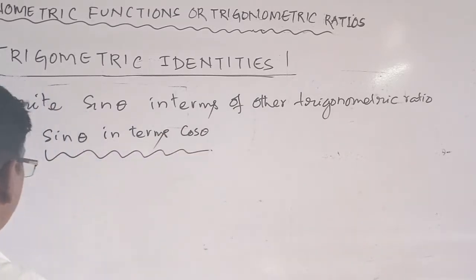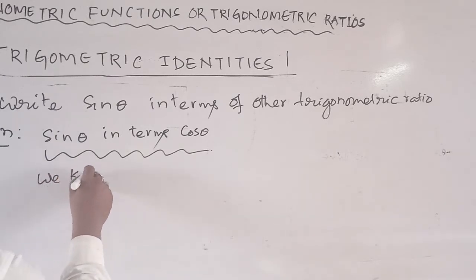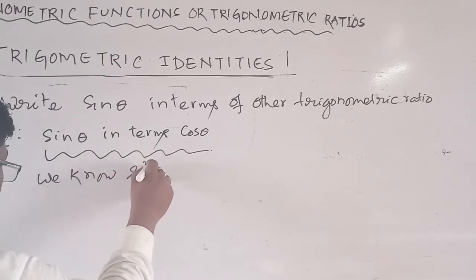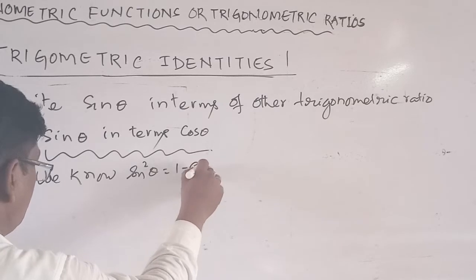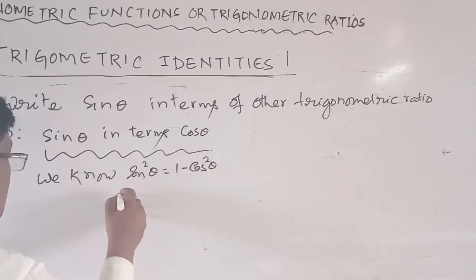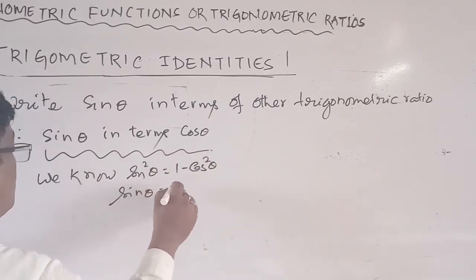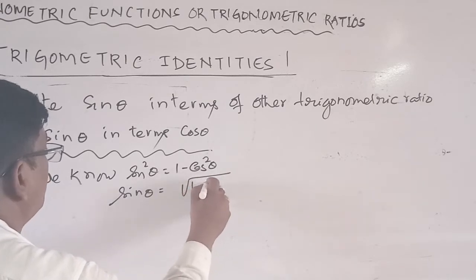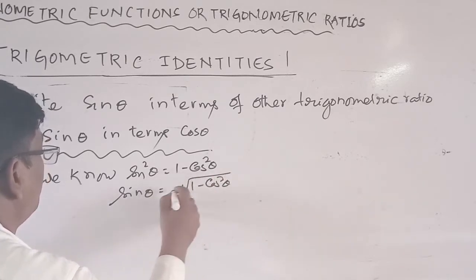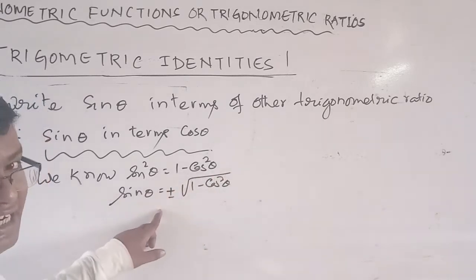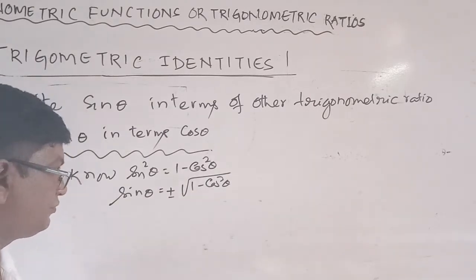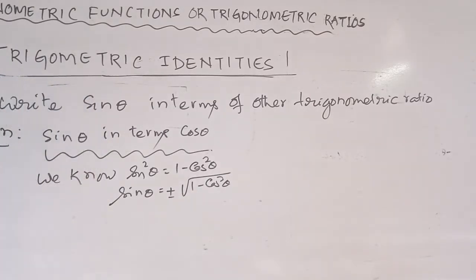Okay, we know sin square theta is equal to 1 minus cos square theta. So sin theta is equal to plus or minus square root of 1 minus cos square theta. The sign depends on the quadrants.